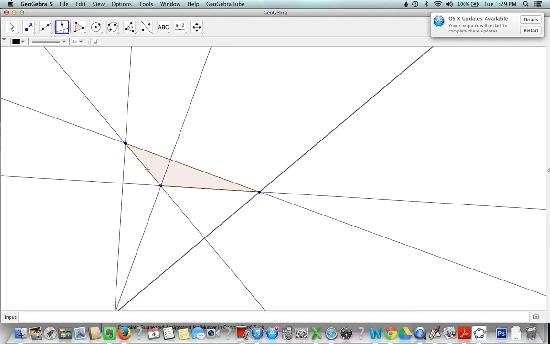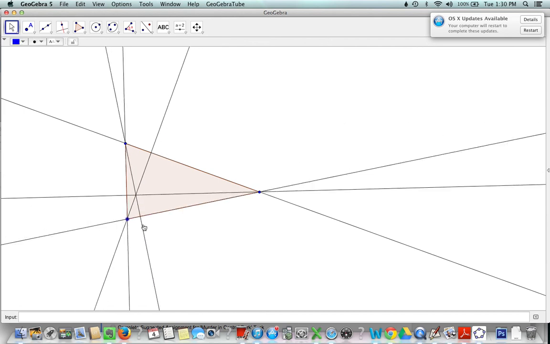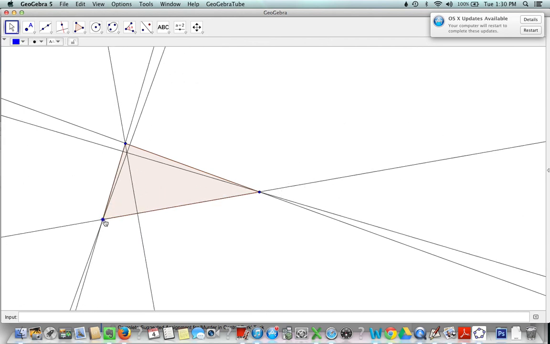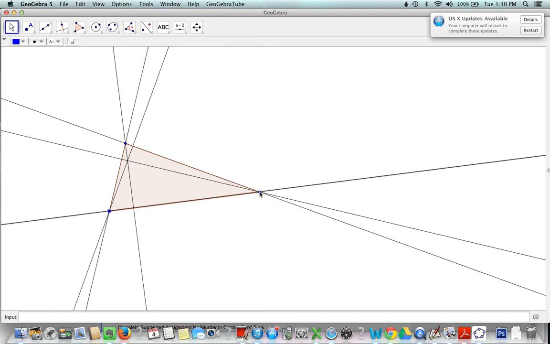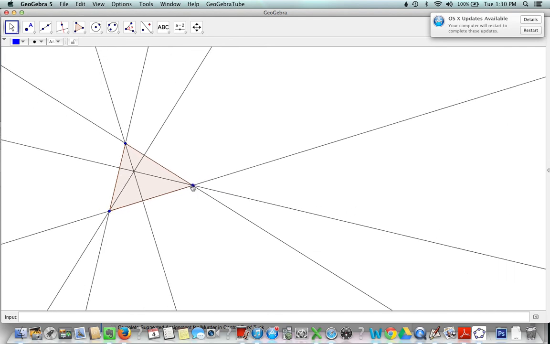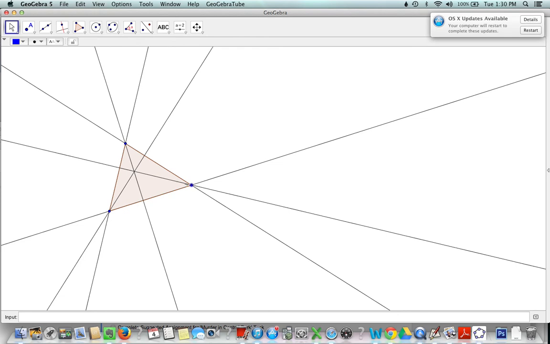So notice that this is one big crazy mess. Let's try and clean that up a little bit here. First of all, let's use the move tool and make this triangle a little bit more something we're used to seeing. So I'm making it a cute little triangle. If we have an acute triangle, notice our perpendicular lines or altitudes are meeting here.